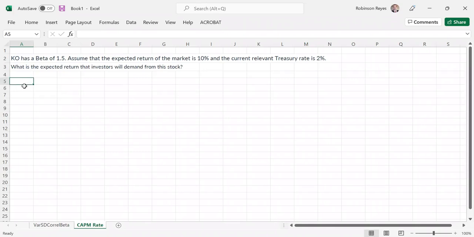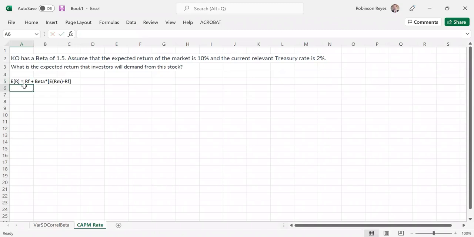The formula of the expected return, let's call it R_i, or expected return, according to CAPM will be equal to the risk-free rate plus the beta of the stock multiplied by the expected return of the market minus the risk-free rate, and that's it.